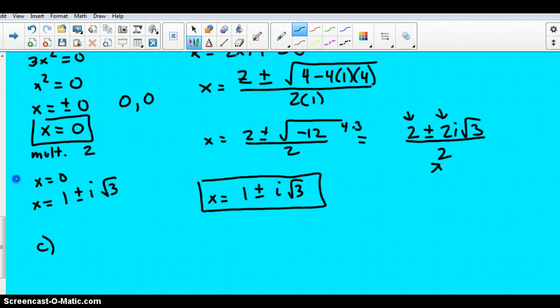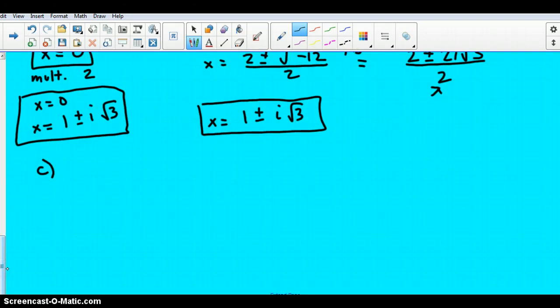I'll tell you what, I got that by completing the square. Good, very good. You got it, completing the square, which will work every time.